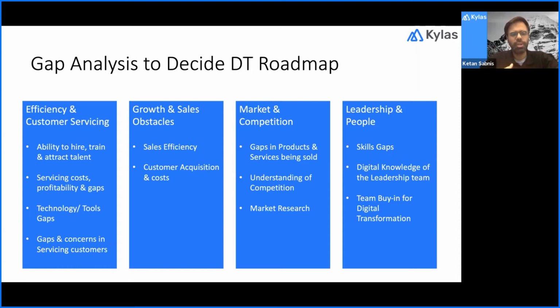Second is looking at your profitability and the servicing costs. So is there anything that you want to do to transform that? One of the main areas of transformation is going to be to automate. So do you have a good project management system? Do you have a task management system?